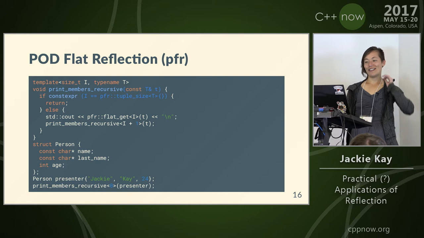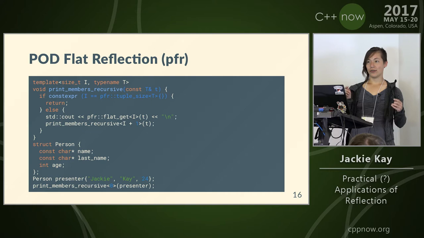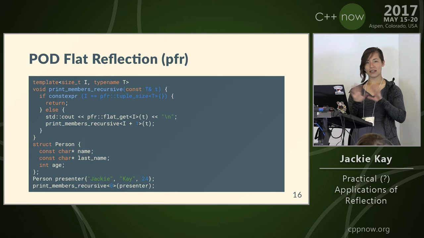Another really interesting library in this tradition is really cool because it doesn't require you to know and to enumerate the members of the struct you're trying to reflect on. It used to be called magic get. I think it's now called PFR. What I want to call attention to is this pfr::flat_get<I>, where I is a compile time, non-type template parameter integer. Your members will get ordered 0 through N, and you can use a compile time integer to access your members without any of this annotation stuff.